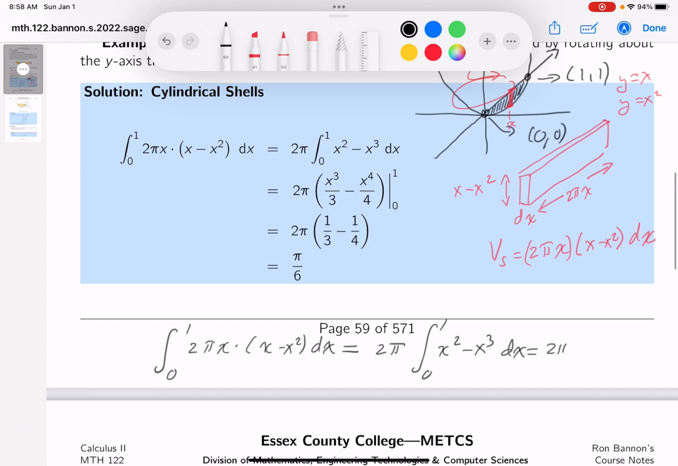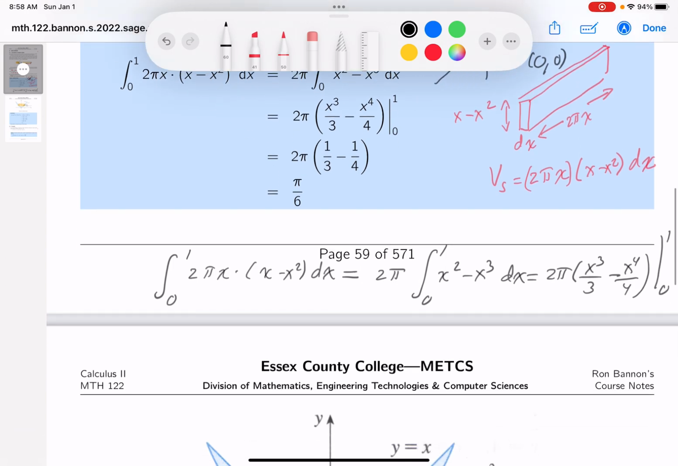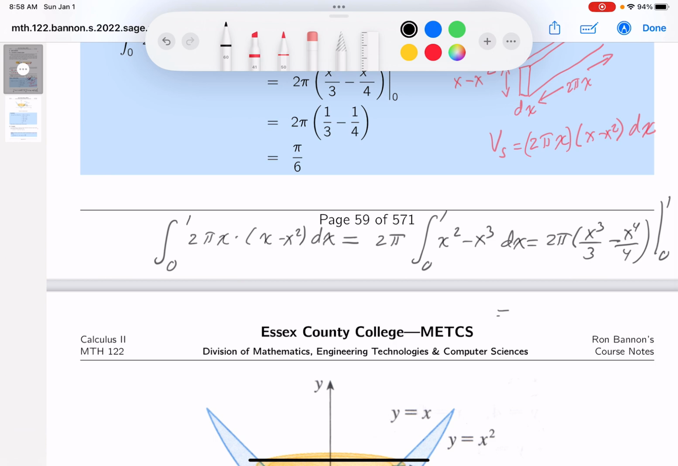You're going to get 2 pi. The antiderivative is x cubed over 3 minus x to the fourth over 4. And we're going to go from 0 to 1. Relatively simple integration, and we'll check it with the key. What do you get over here? 2 pi. Upper limit's going to be 1/3 minus 1/4. And the lower limit's 2 pi times 0.